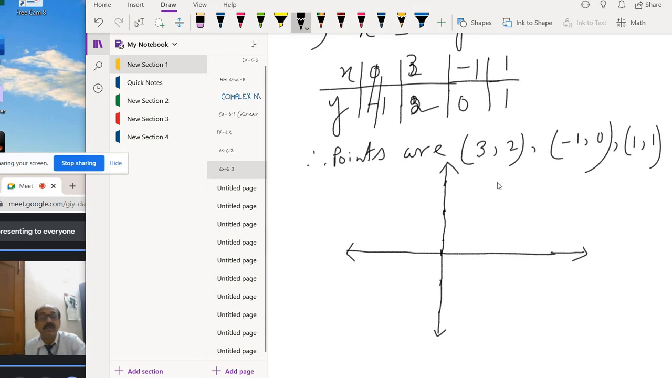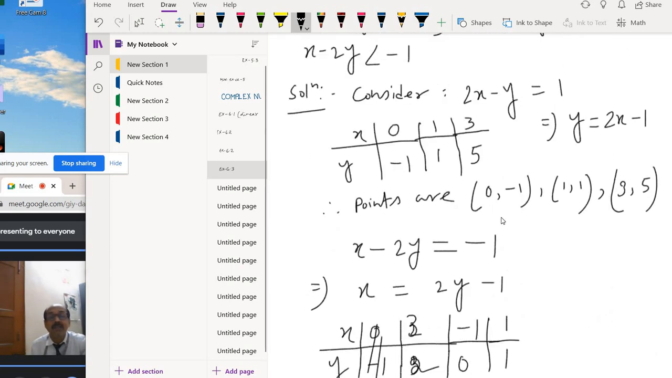Okay, x-axis, y-axis. So this is x, this is x dashed, the negative side. The origin O, the intersection point. And this is y, and y dashed. Okay. So now for the first line, the points are (0, -1).